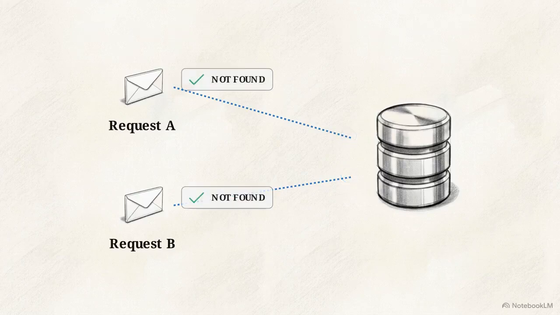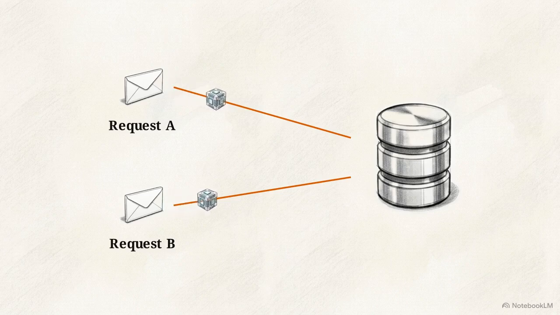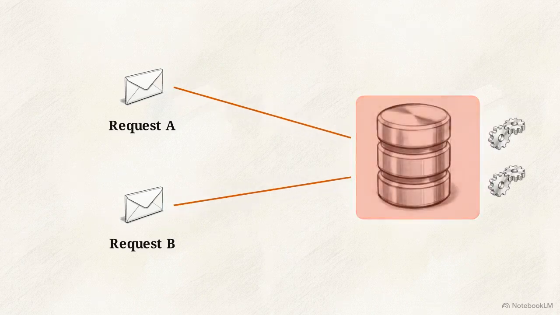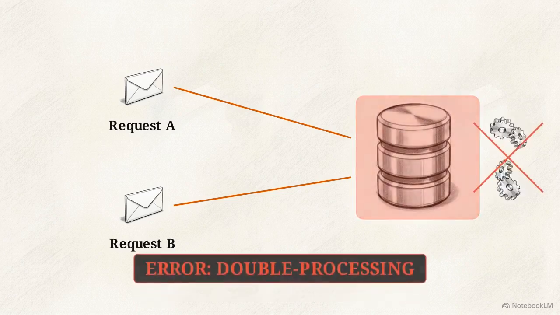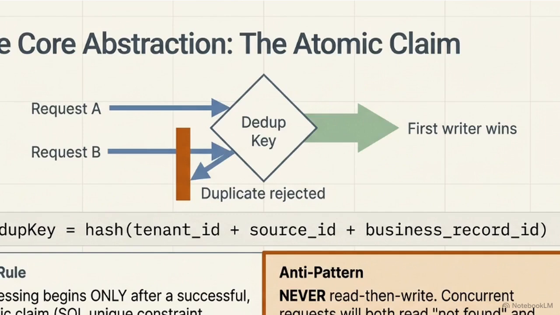They query the database to check if a record exists. If it doesn't, they write it. But under heavy load, 2 concurrent duplicate requests will both read not found at the exact same time, both write to the database and trigger double processing. This diagram outlines the core abstraction. We rely exclusively on an atomic conditional insert, ensuring the first writer wins and rejects duplicates.